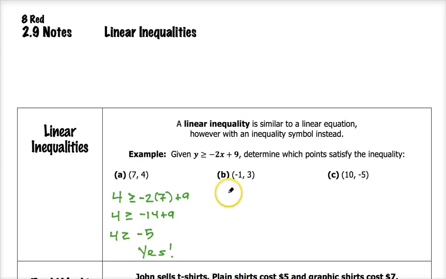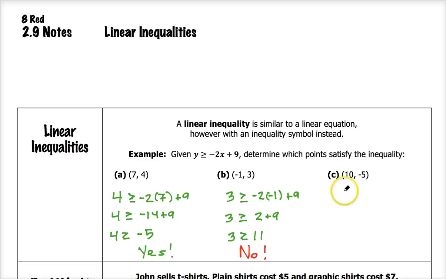Negative 1, 3. Do the same thing, plug in 3 for y and negative 1 for x. And I get 3 is greater than or equal to 2 plus 9, 3 greater than or equal to 11. Well, that is a false statement right there. So this would be a no. The ordered pair (negative 1, 3) is not a solution to this inequality.